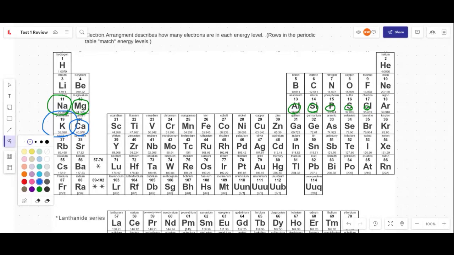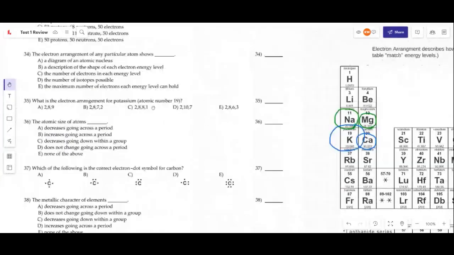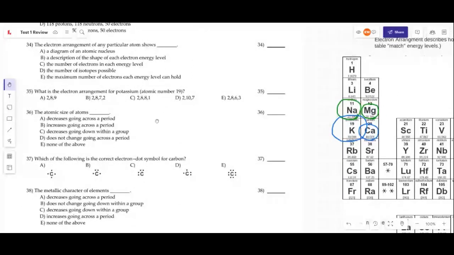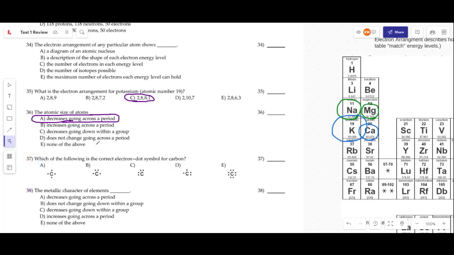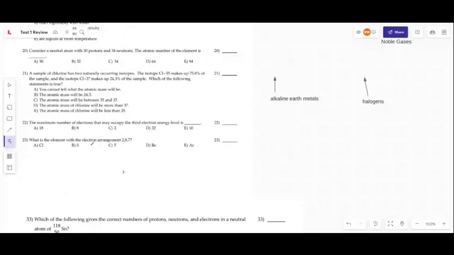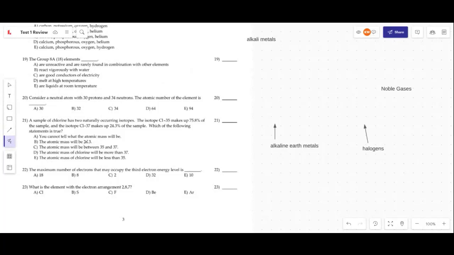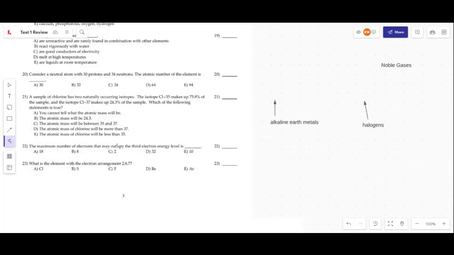Okay, cool. So let's drag this back over. Yes, question? Quick question about the last question, about the electron arrangement. If it was C, 2, 8, 8, 1, since it was 19. However, question 22 asks the maximum number of electrons that may occupy the third energy level, and that's 18, is it not?